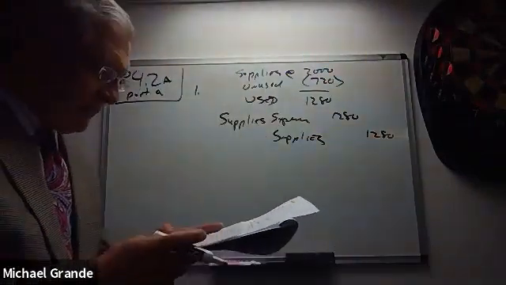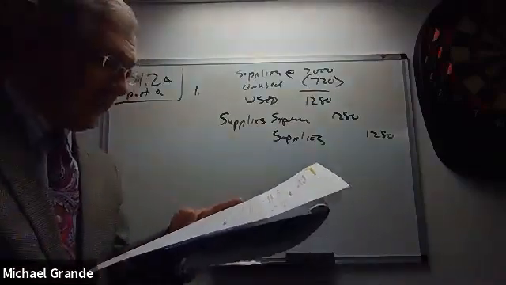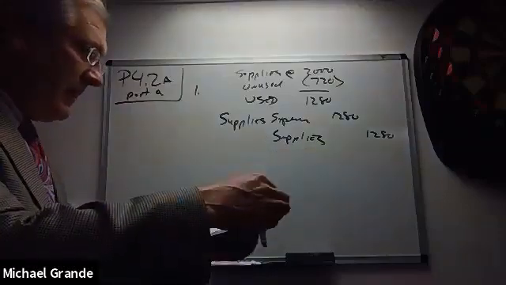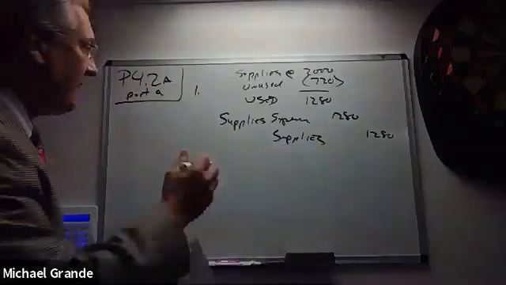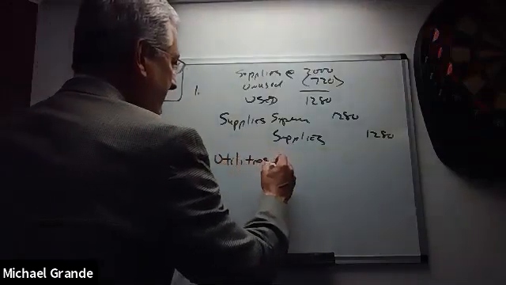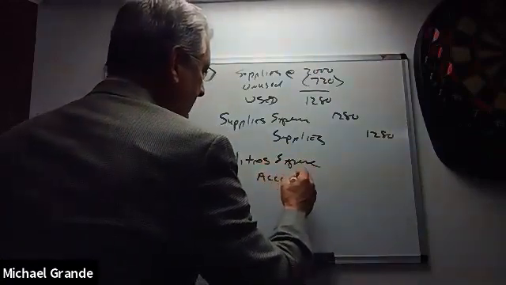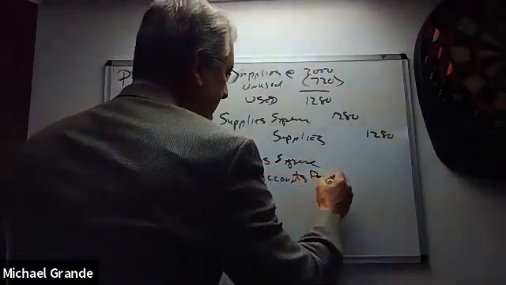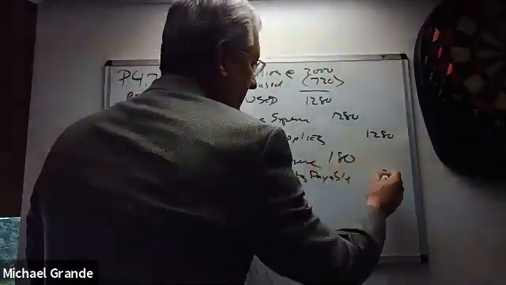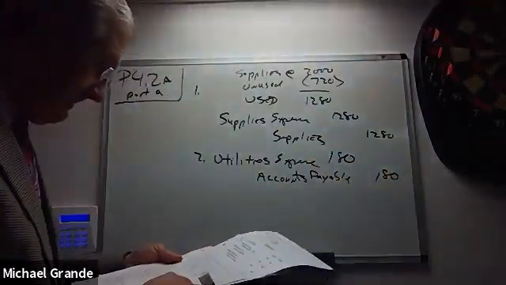Item 2, a utility bill for $180 has not been recorded and will not be paid until next month. So they're going to have a payable, so they have an expense. It's called a utilities expense. And they have an accounts payable in the amount of $180. Expense $180, accounts payable for $180.